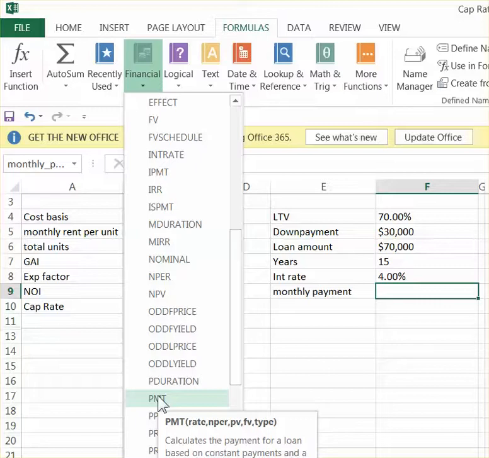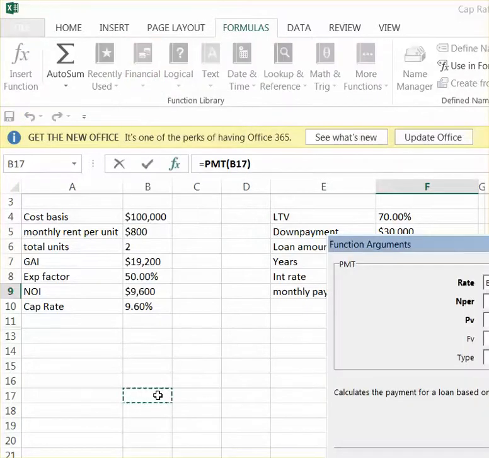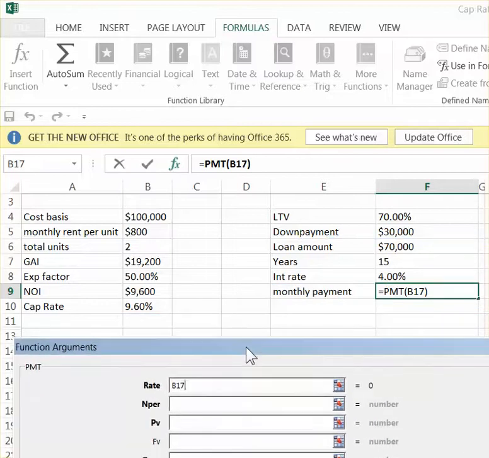Double click, click, click, and it brought up a little dialogue box. It thinks it was clever enough to know what my rate was, or I probably just typed something wrong. So my rate is in this cell. So I click this cell, but I'm only paying monthly. So I'm paying 1/12 of that. All right, that's cool.